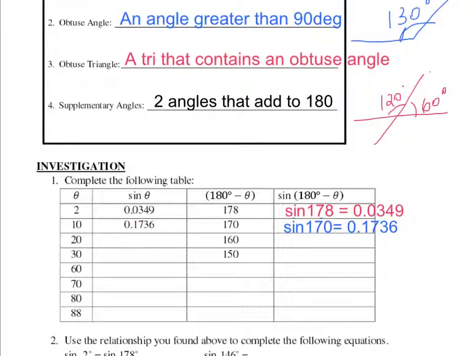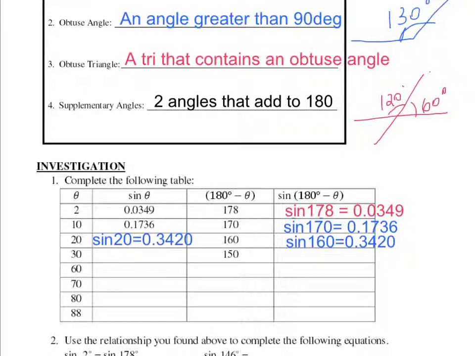0.1736, 0.1736. So let's try here, we're going to try and do sine of 20, which gives us 0.3420. And now if we do sine of 160, which is 180 degrees, take away 20, what do we get? Again, you get the same ratio. Do you notice a pattern starting to form here?